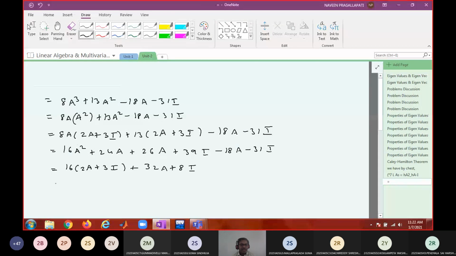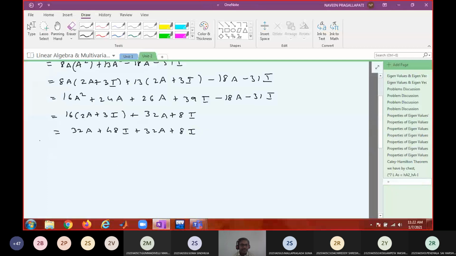So this is 32a plus 48i plus 32a plus 8i. So what is the final answer? 32 plus 32, no? 64. 64a plus 56i. Correct. 64a plus 56i. So this is a linear polynomial.